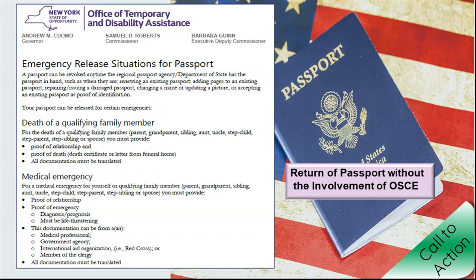Now, outside of these three provisions for getting your passport without working with the Office of Child Support, we here on this channel provide you with more details. We have a section called Call to Action. Here's where we provide additional information for you to get your passport back.